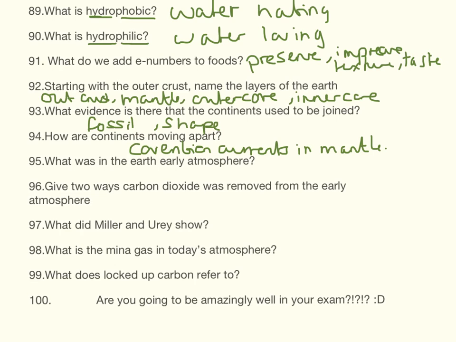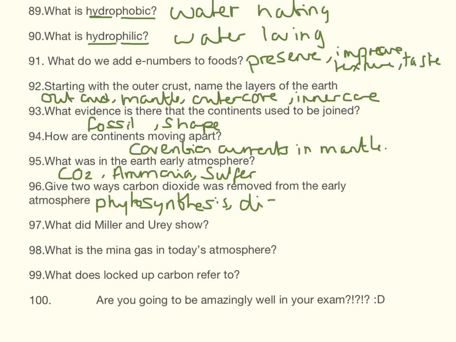What was in the Earth's early atmosphere? There was lots of carbon dioxide, lots of ammonia, and lots of sulfur and sulfur dioxide. So I always tell my students that it smelled like really stinky baby nappies and really eggy farts. Two ways carbon dioxide was removed: photosynthesis, and dissolving in the oceans.